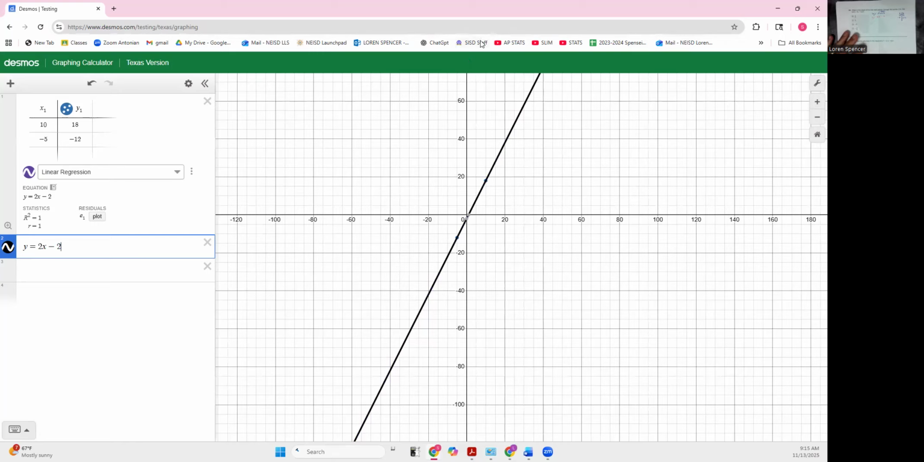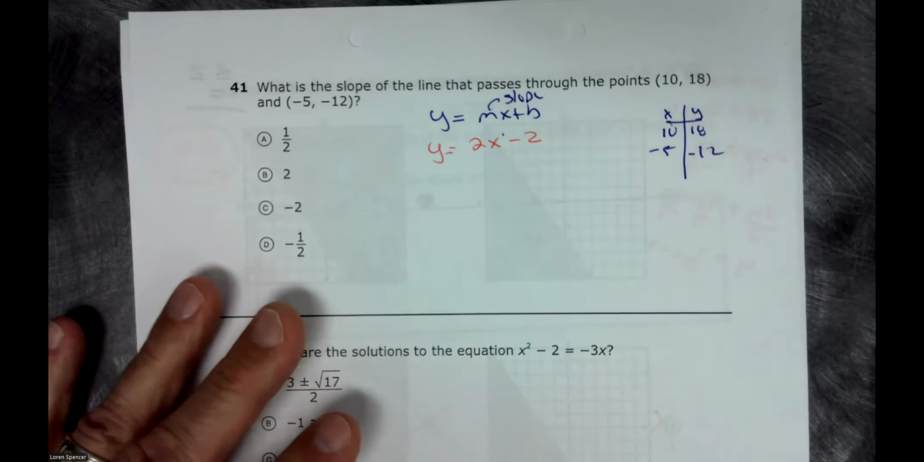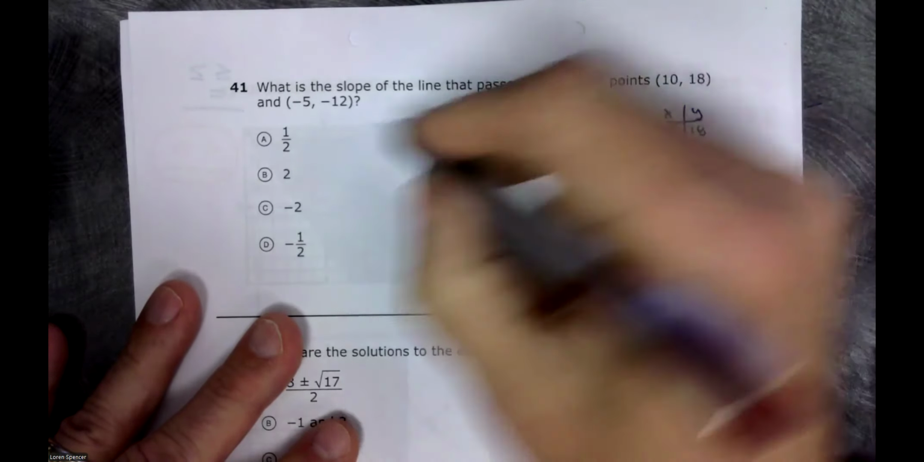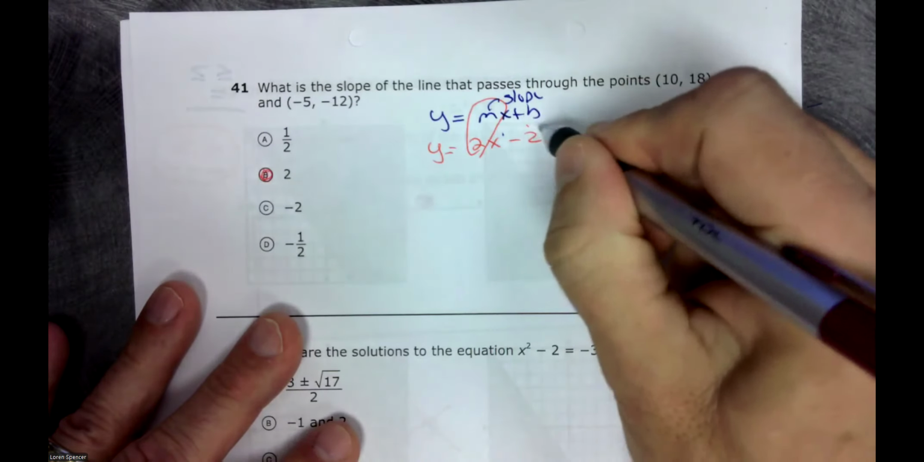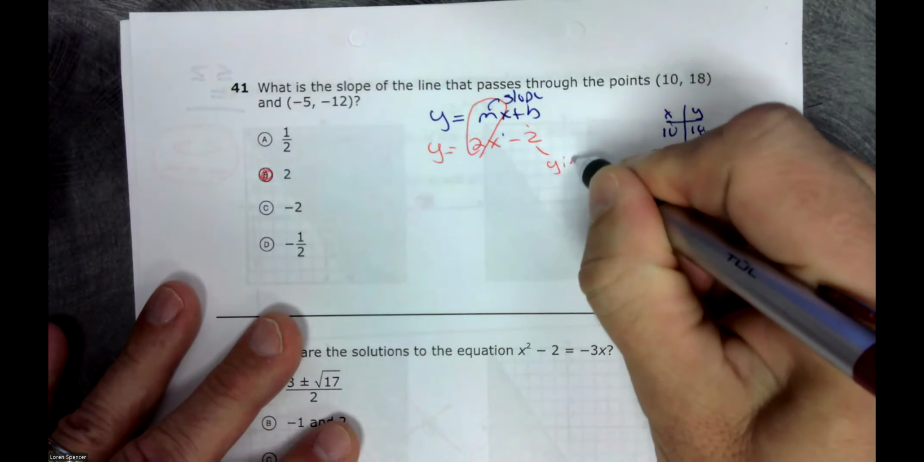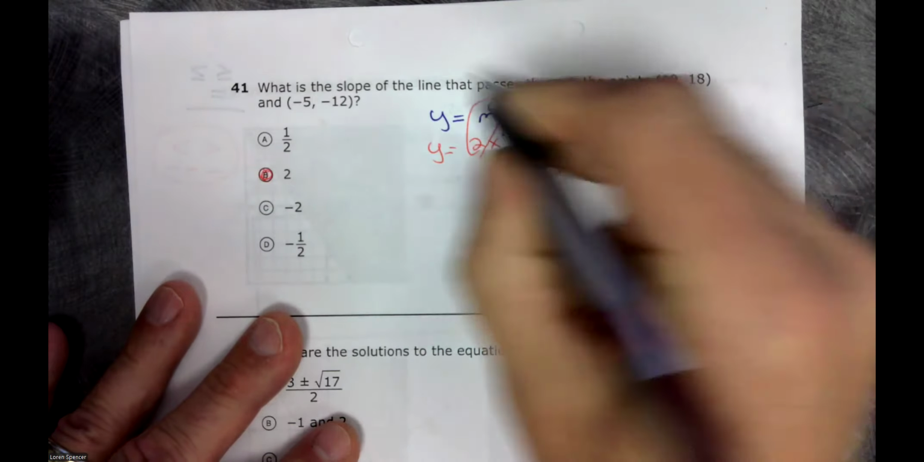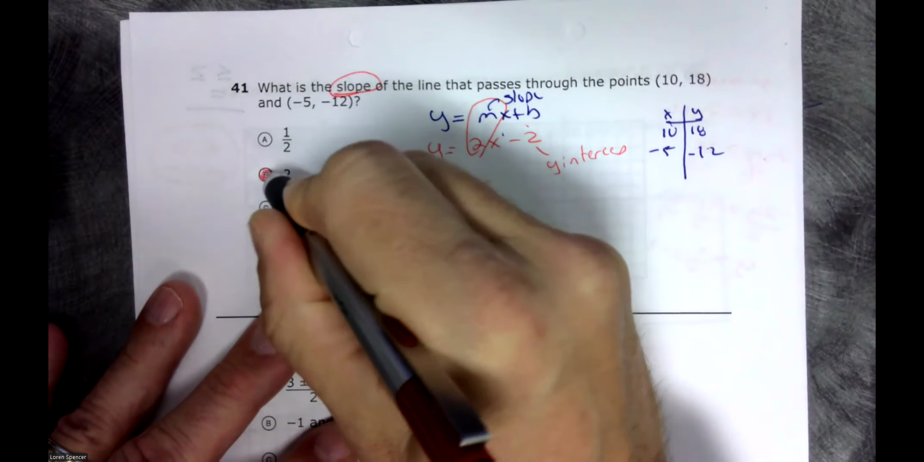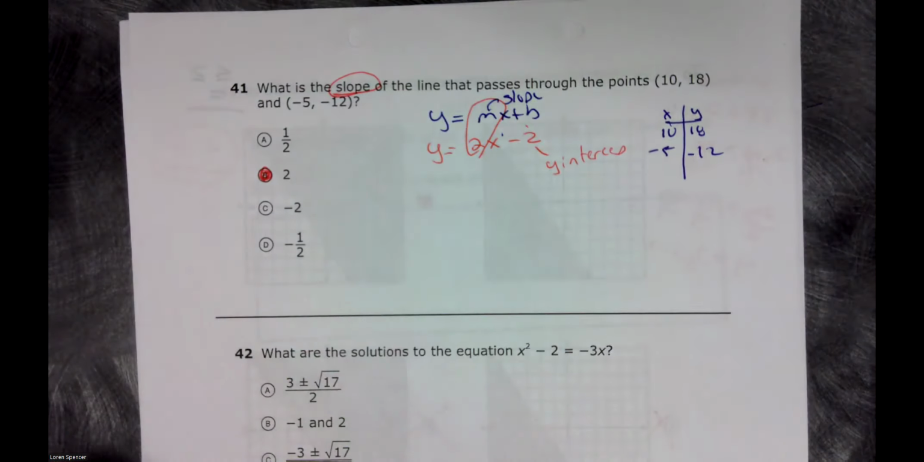Look back at our paper. M is my slope, so M is 2. This negative 2 is my y-intercept, but they asked for the slope, so B is 2.